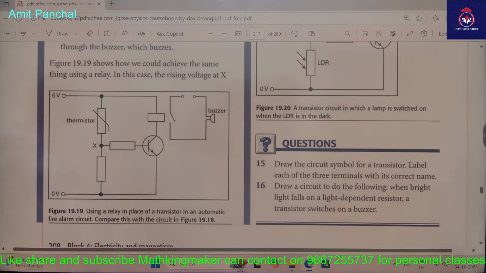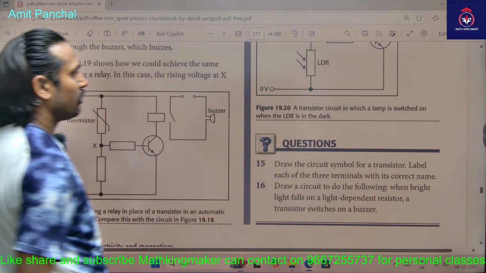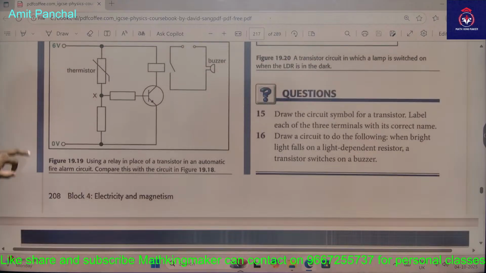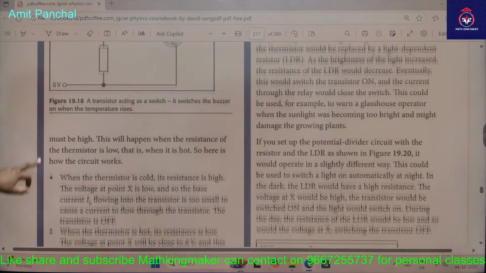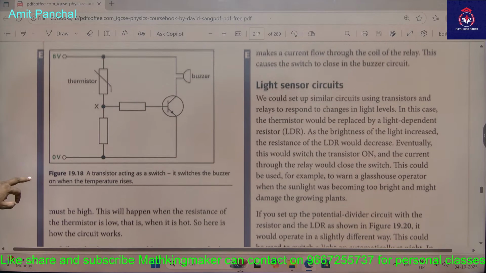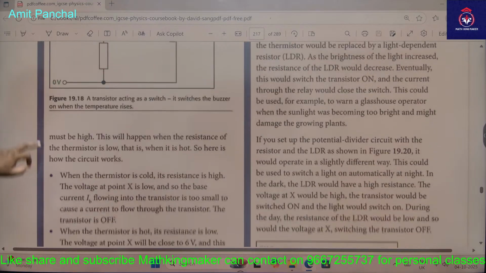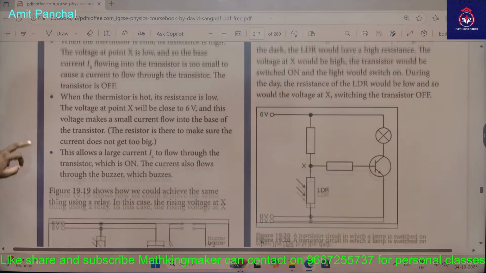So this is a transistor circuit in which a lamp is switched on when the LDR is in the dark. The same thing we can use in the LDR circuit. We can use a relay also here.